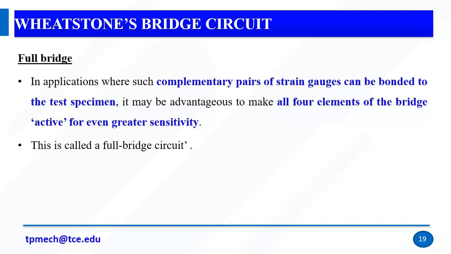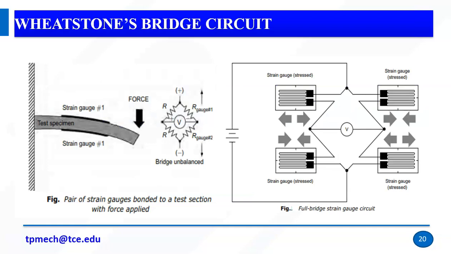Here all four resistances can be used to measure the strain. It is a complementary pair. All four elements of the bridge are active for even greater sensitivity. So the sensitivity is much greater. If you give small forces, it will respond exactly. This is called a full bridge circuit. Again, this is a test specimen. First, on the top and bottom surface, two strain gauges are bonded. On the right and left sides we also bond gauges. So we connect on four sides. These four resistances are called the gauge resistances, right? So four resistances.